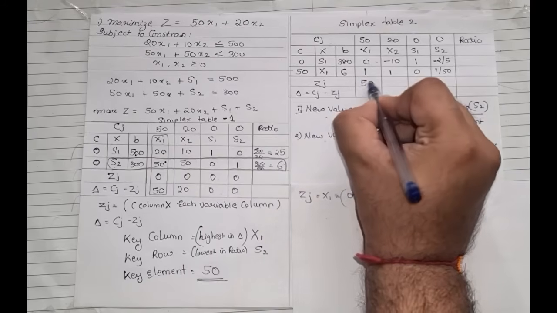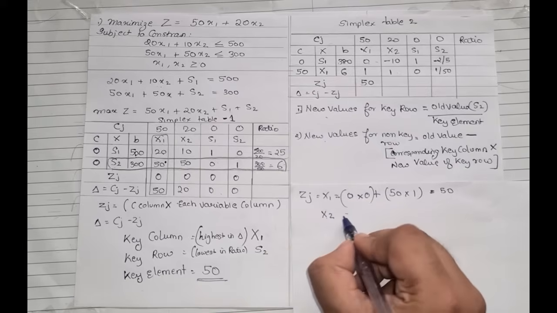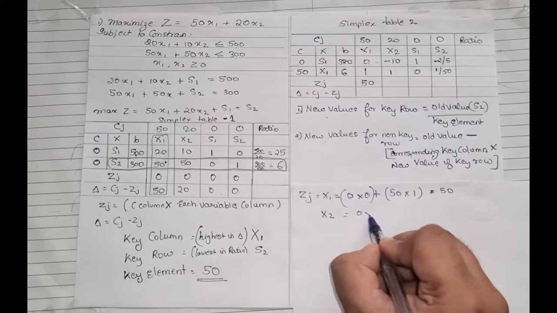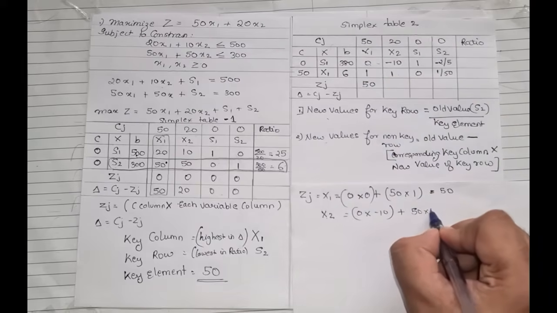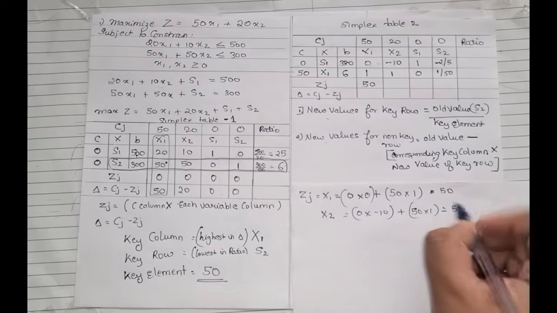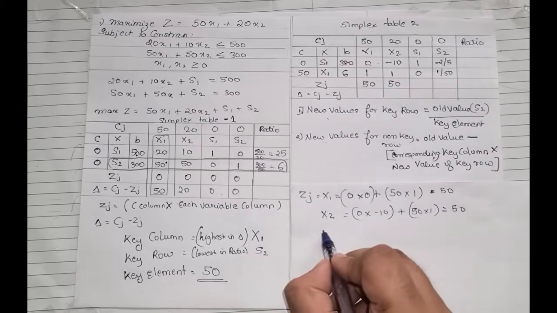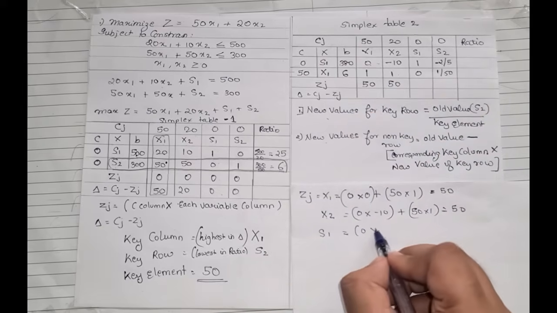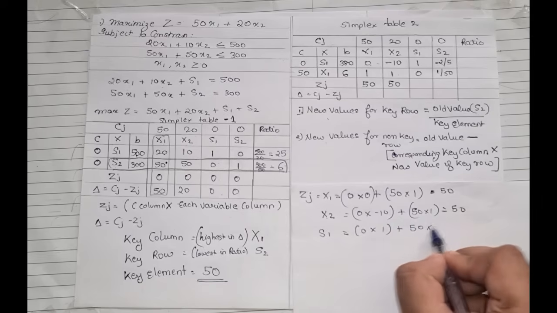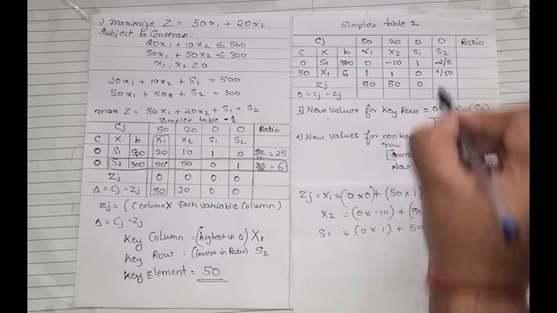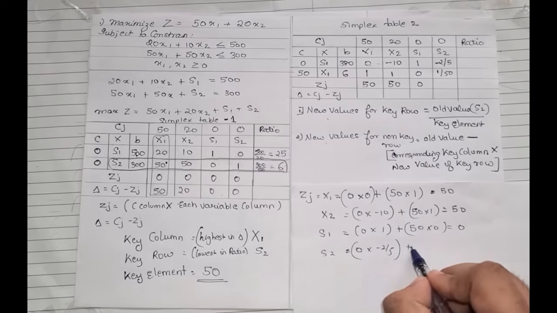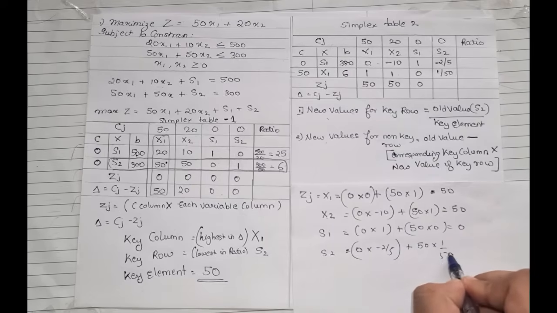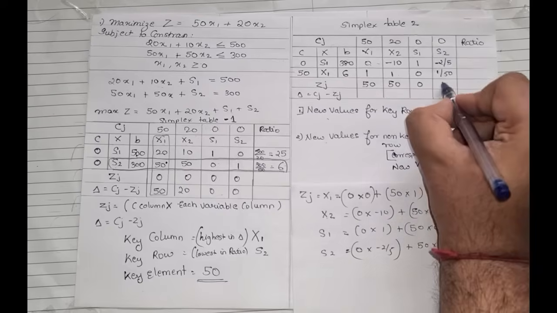So my first value is 50. For x2 it would be 0 into negative 10 plus 50 into 1, which will again be 50. For S1 it would be 0 into 1 plus 50 into 0, which comes to 0. And for S2 it would be 0 into negative 2 upon 5 plus 50 into 1 upon 50. So the 50 gets cut, and the answer will be 1.